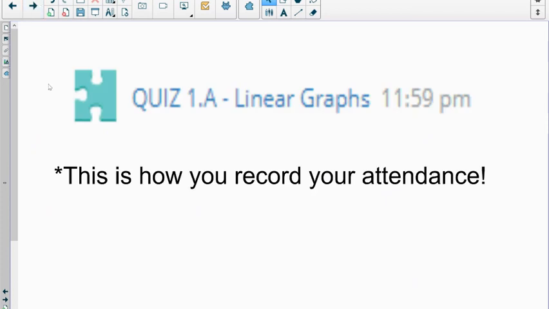All right, you should be ready for today's quiz. Find it in Schoology, listed as quiz 1.A for unit 1, and then A because it's our first quiz this unit on linear graphs. So this is how you record your attendance. You need to complete the quiz because that's the only way I can see if you did something today.